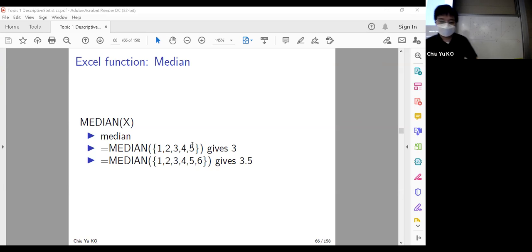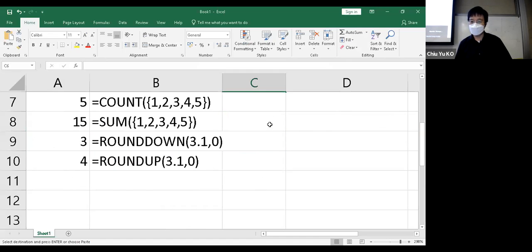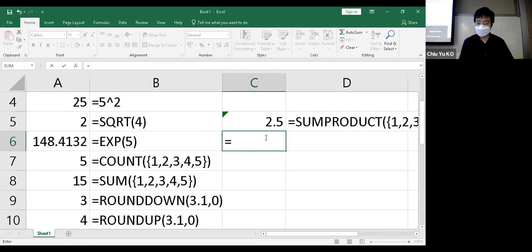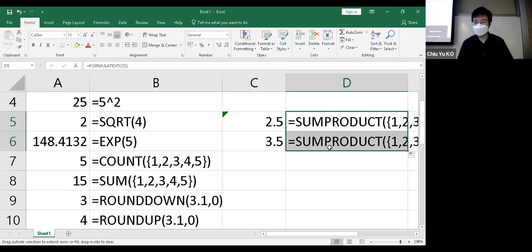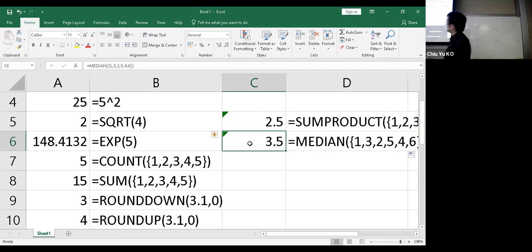Let me show you. Suppose I have the data here and I do the median. I'm not going to follow the order. Maybe I have 1, 3, 2, 5, 4, 6. I don't have to follow the order, and the computer will smartly still give me the required answer, 3.5. So of course, it means that our life is much easier.